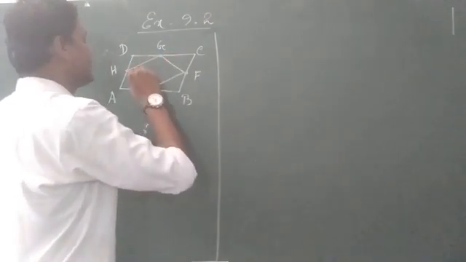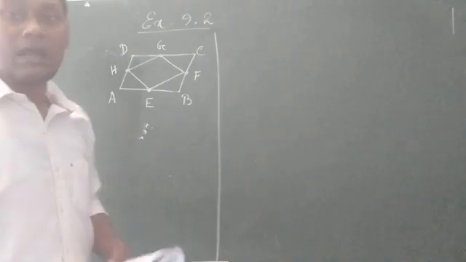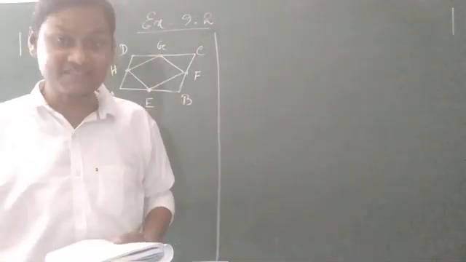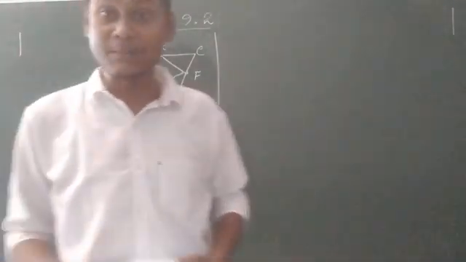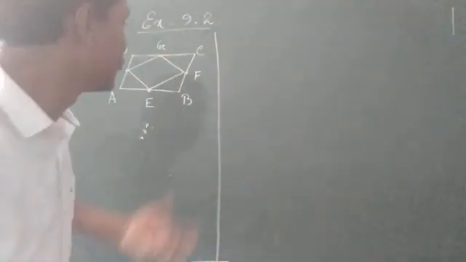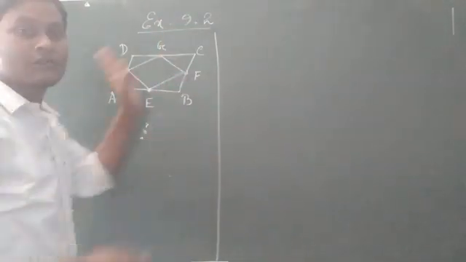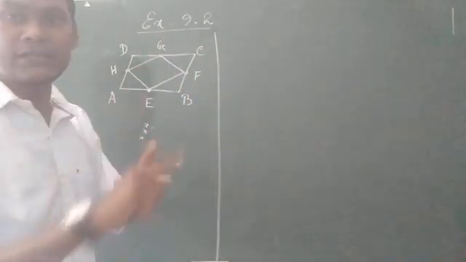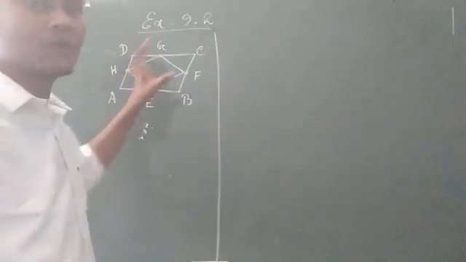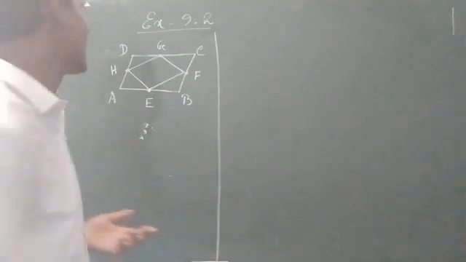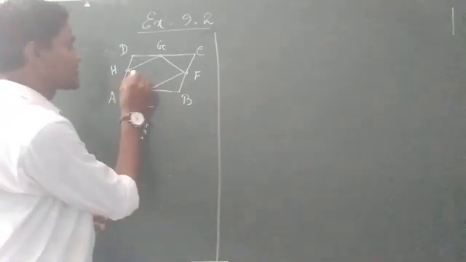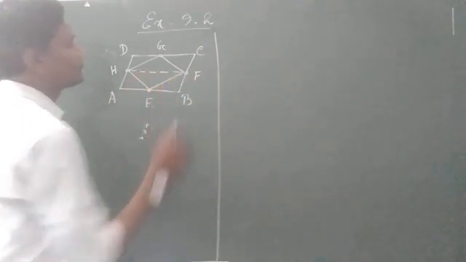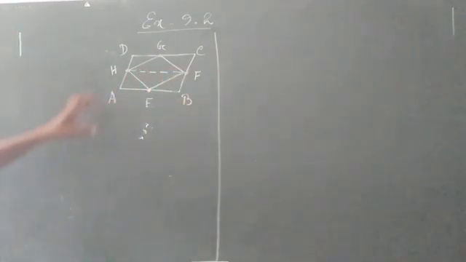Join all the 4 midpoints so that I will get EFZH. So area of EFZH is equal to half of area ABCD. That we are supposed to prove. First, locate the midpoints and join them to get EFZH. Next, for proving this, one construction is there: join HF. Now you see, it is a parallelogram.